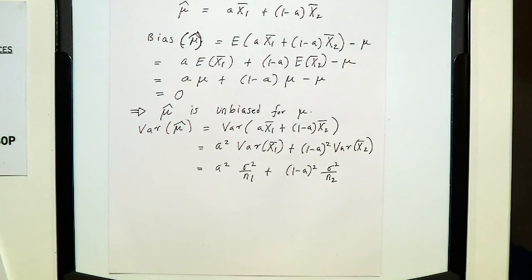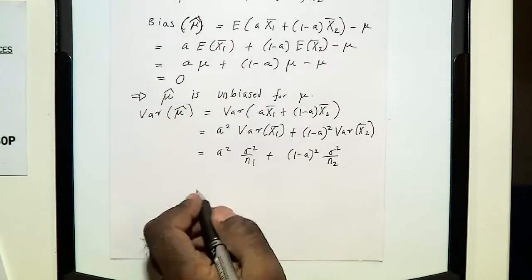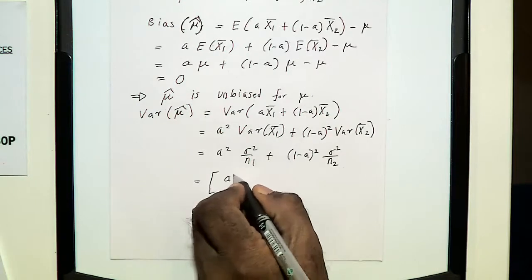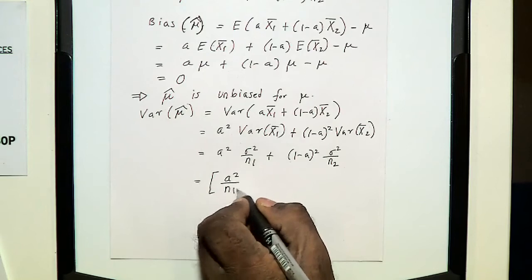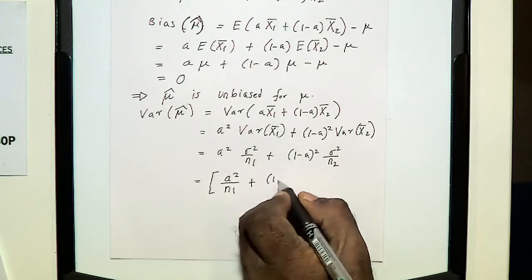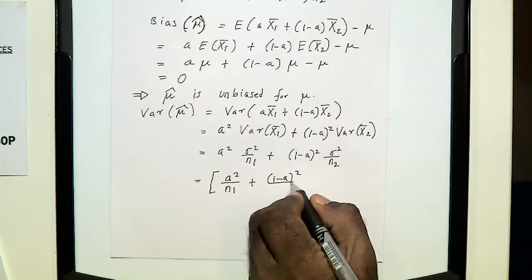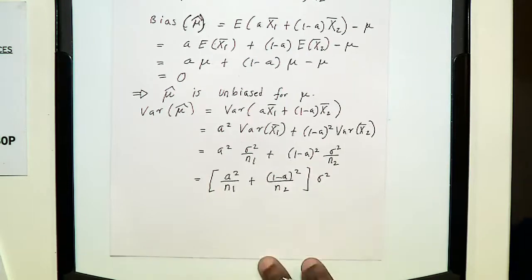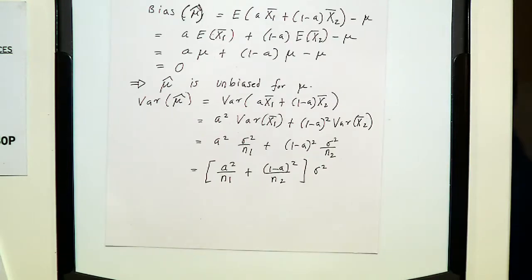Okay? You guys with me so far? Yeah? Now sigma squared is something common. So you can write this as follows. You can write this as a squared divided by n1 plus 1 minus a squared divided by n2 in brackets and sigma squared outside. Now you are asked to minimize this function with respect to a. Now this goes back to your calculus. Like in calculus, you must have learned how to minimize a function. What do you do?